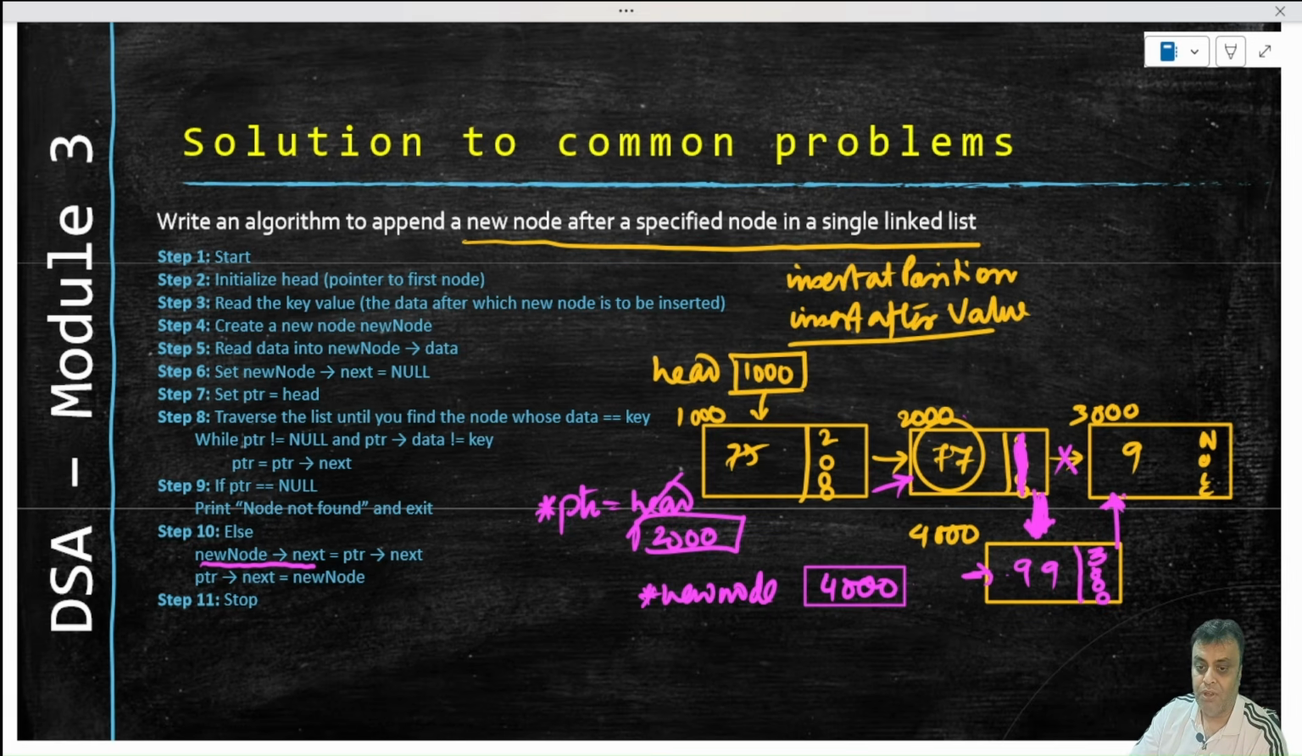In fact, I was wrong in saying this establishes this. I should have said that when we said new node's next is equal to PTR's next, and we put 3000 here, it is actually establishing this connection, right? And by saying that my PTR's next is equal to my new node, I am establishing this connection. So this now becomes 4000, right? And that's all that algorithm is.